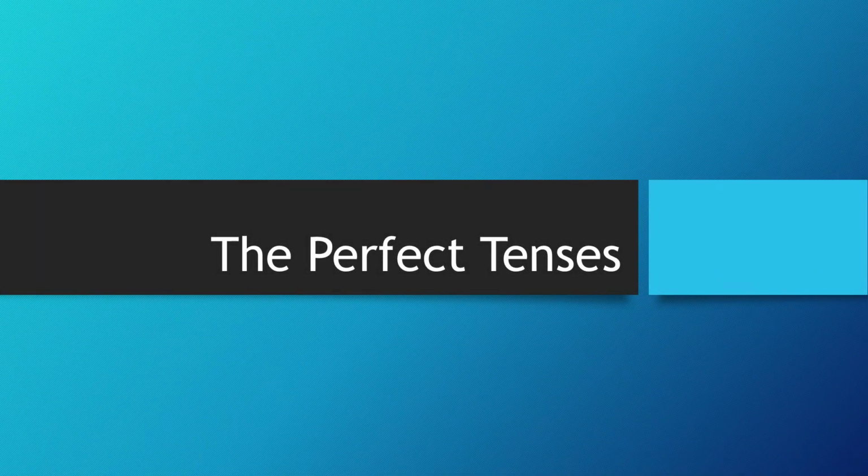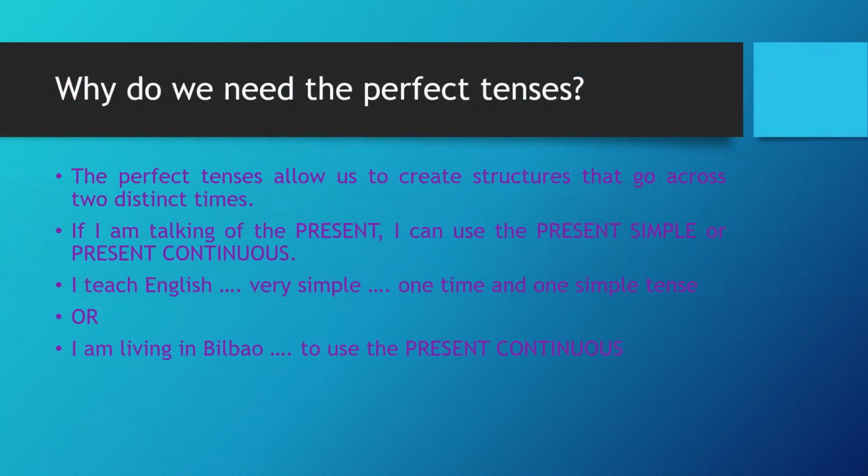We're looking at the perfect tense forms. Very common in English. You'll see why they're so useful as we go through this presentation. Why do we need them at all? Well, they allow us to create structures and verb forms that go across two distinct times.